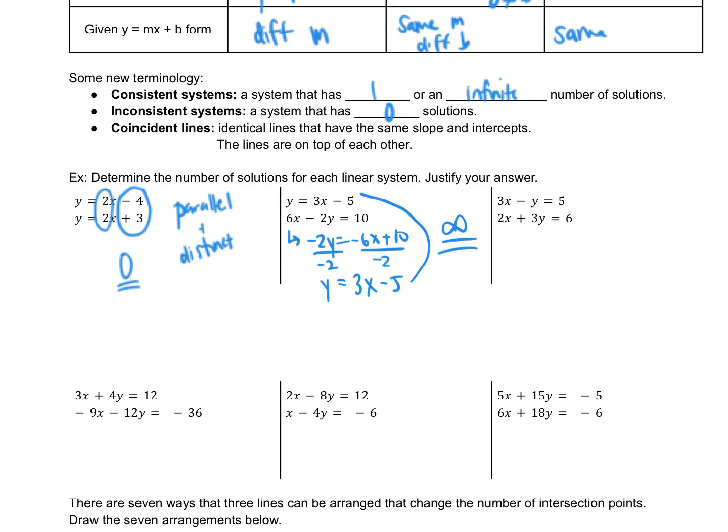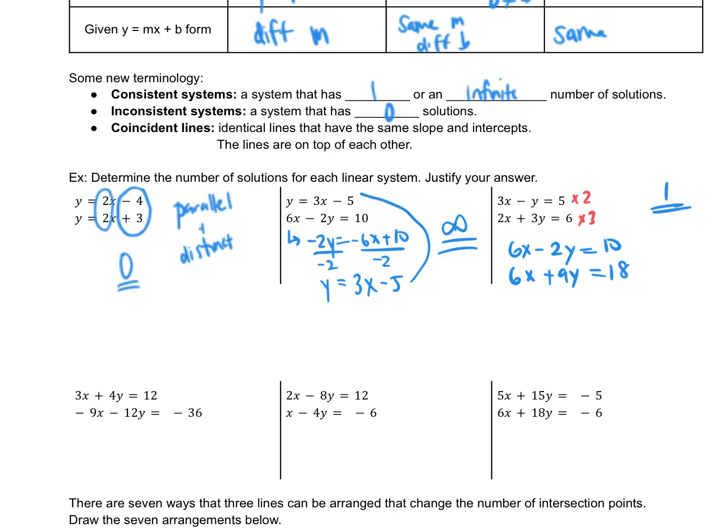The next one, they're both in standard form, and I can justify my answer in two different ways. If I look at the coefficients of x and y here, I don't think there's really a connection. So let's say I was going to try to eliminate x, and I multiplied this one by 2, this one by 3. I end up with 6x minus 2y equals 10, and then 6x plus 9y equals 18. The fact that the x's match and the y's don't means I will be able to solve this system.